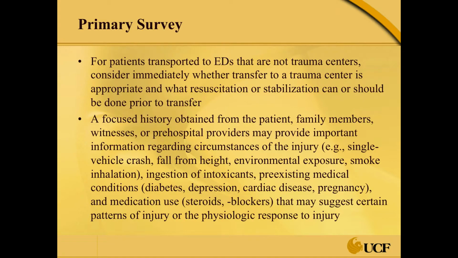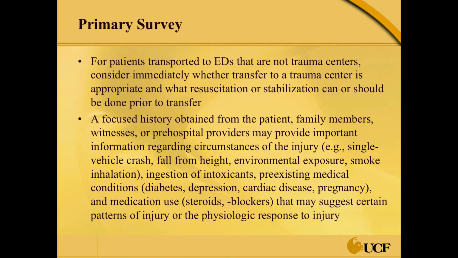so a focused history, very important. We're going to obtain this either from the patient, so a primary source, if we're able to do that, a family member or witnesses, which is a secondary source, or then a pre-hospital provider, which would be a tertiary source of history information. And they're going to be able to hopefully provide us some really important information regarding the actual circumstances of the injury.